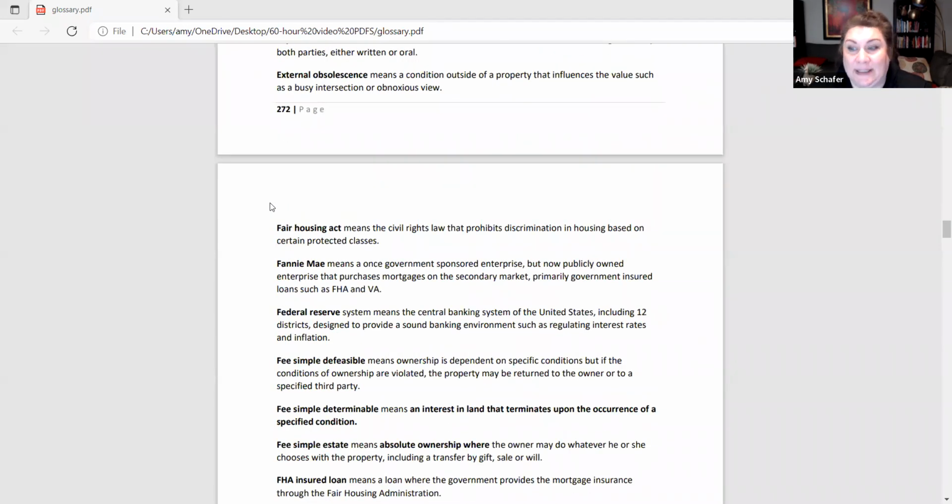External obsolescence. This is a depreciation factor used when calculating the cost approach for an appraisal. External obsolescence is a factor that influences the value by an outside source. So maybe it's the retina-burning orange house across the street, a busy intersection, or proximity to a known nuisance, like a very loud manufacturing business.